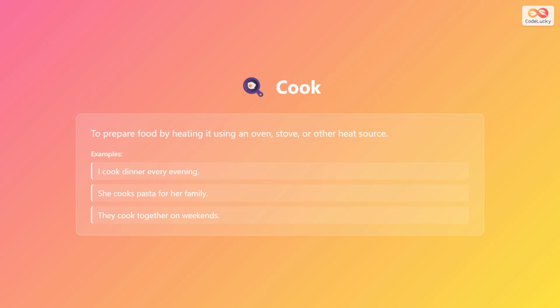The third verb is cook. Cook means to prepare food by heating it using an oven, stove, or other heat source. When you cook, you are making food ready to eat. Examples: I cook dinner every evening. She cooks pasta for her family. They cook together on weekends. Again, with he, she, or it, we add an S to the verb, cooks.